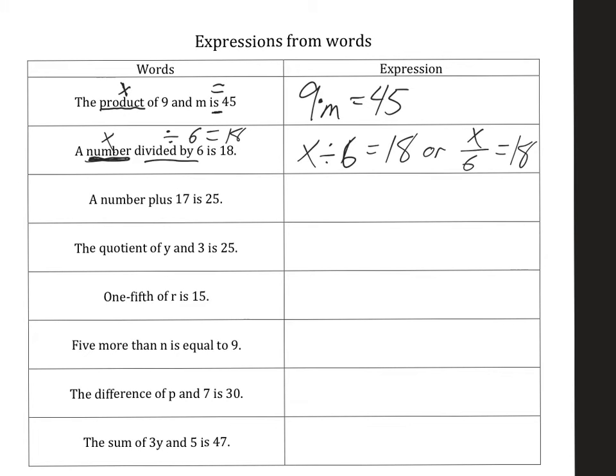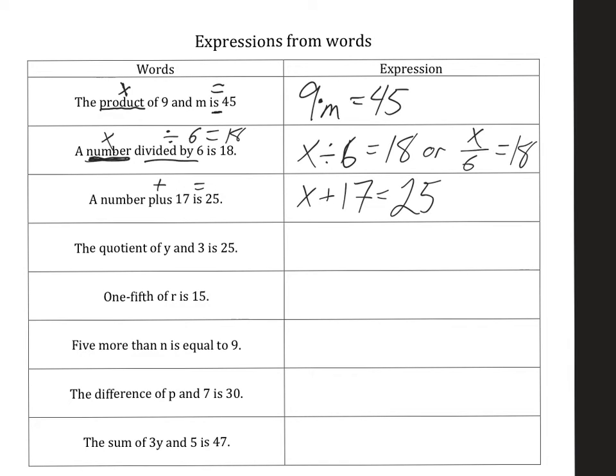Okay, go ahead and try this one out. Okay, we should have gotten x plus 7 equals 25 because it says is, which is an equal sign, and plus is just plus, and a number is just a variable. You could have done a different letter though, it doesn't matter.